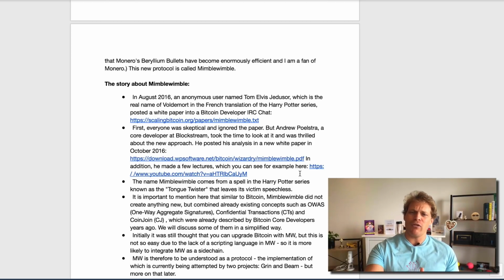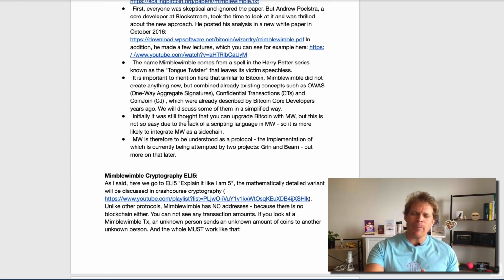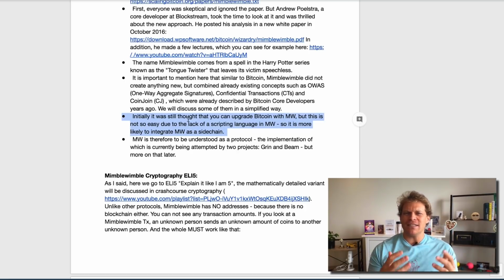Initially, and I think this is relevant to mention, people hoped they could upgrade Bitcoin with Mimblewimble, adding all these privacy features. But because of the lack of a scripting language in Mimblewimble, a scripting language that Bitcoin has for logic, for example for atomic swaps and Lightning, it's missing in Mimblewimble. So if there were somehow a connection, it would have to go through a sidechain. But there's all kinds of stuff people are working on.